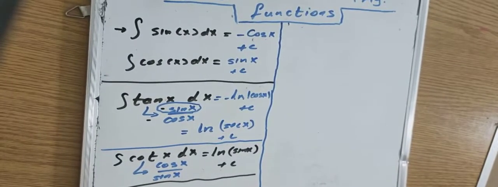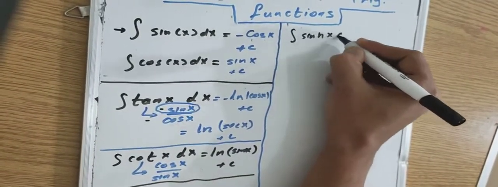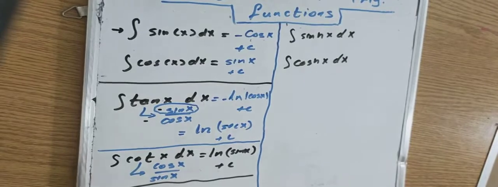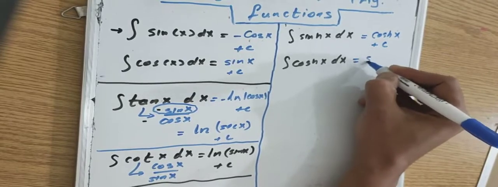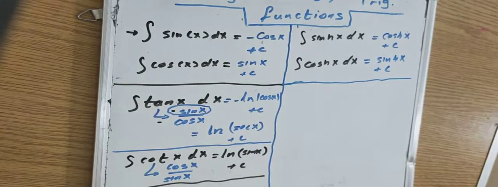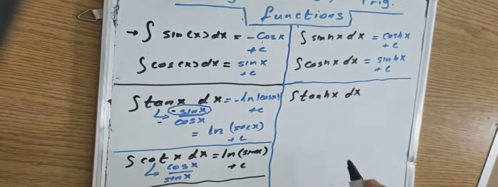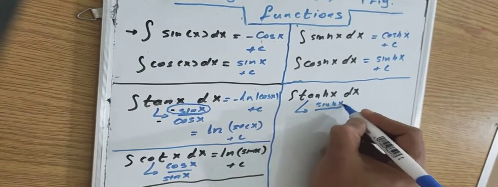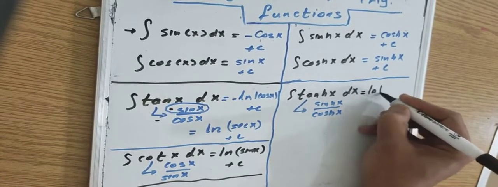In the same way, the integration of the hyperbolic functions. The integration of sine is cosine, and the integration of cosine is sine x plus c. The integration of tangent can also be written as sine over cosine, so the integration of tangent is ln cosine.